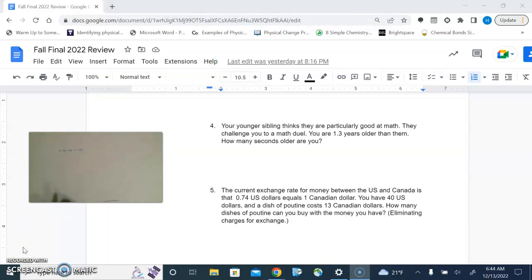Great, continuing to read. I see that I have 40 US dollars, and a dish of poutine, the Canadian national dish, costs 13 Canadian dollars. Okay, so that second part there, a dish costs $13. That is another conversion factor. One dish of poutine is 13 Canadian dollars.